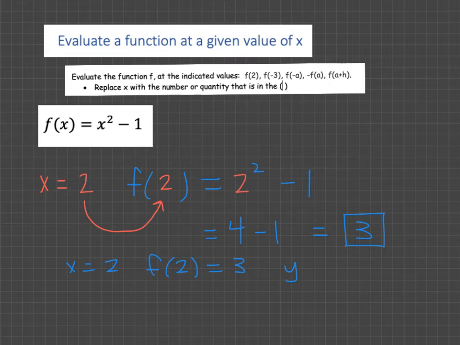Remember that the function f of x is also interchangeable with y. So we determined that we had x is equal to 2, y is equal to 3. That gives us a solution, an ordered pair of (2, 3). And if we wanted to graph this, we would plot that point on our xy axis.